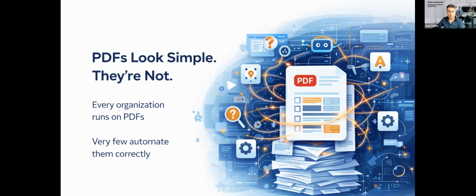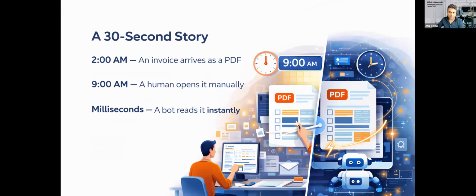But before we dive too much into technical details, let me start with a very simple story. At 2 a.m., let's say an invoice arrives as a PDF. At 9 a.m., someone opens it manually, scrolls through it, copies values, and pastes them into another system. That's what the typical enterprise workflow looks like. It happens every single day across teams, across departments. Manually handling the PDF creates delays, introduces errors, and consumes valuable time, right?